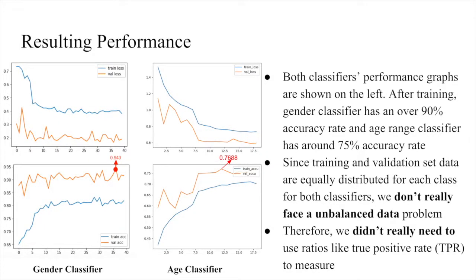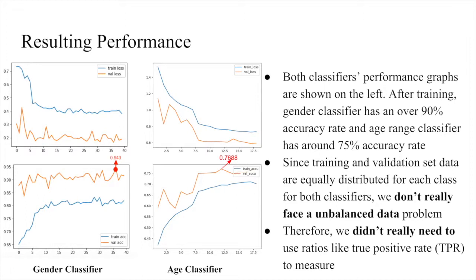So after the training, let's take a look at the result. Both classifiers' performance graphs are shown on the left-hand side. As we can see, after training, the gender classifier has an over 90% accuracy rate, whereas the age range classifier has around 75% accuracy rate on the validation set.